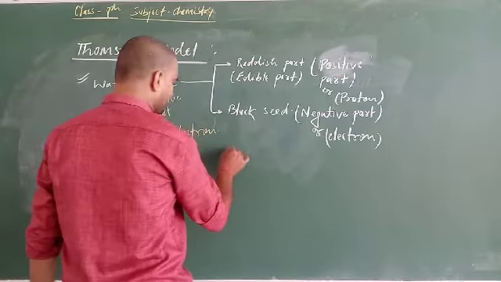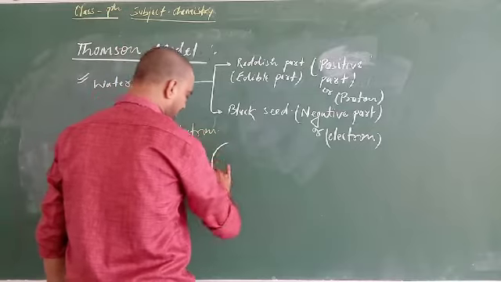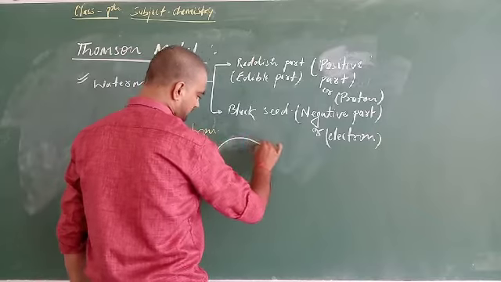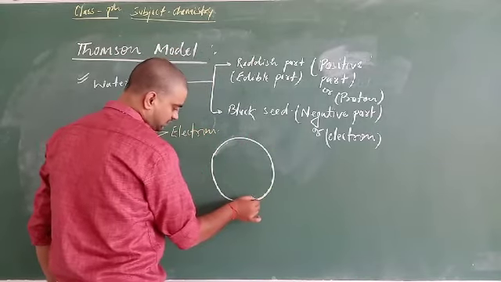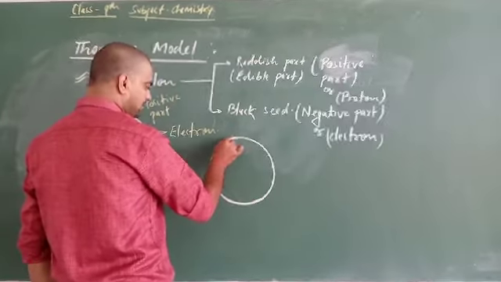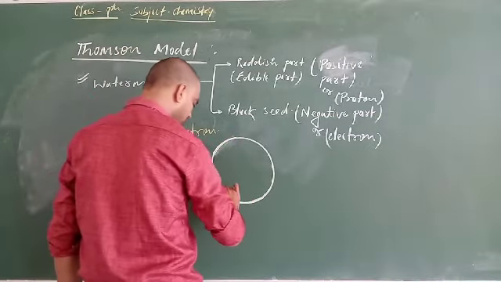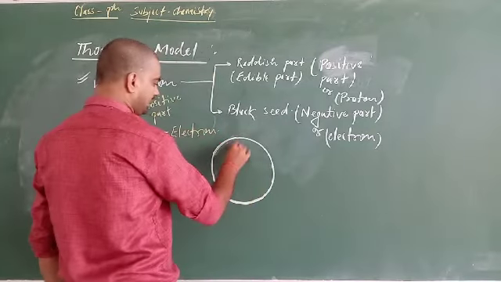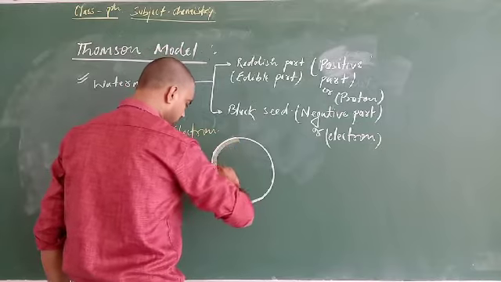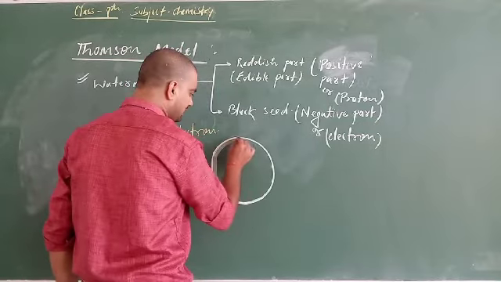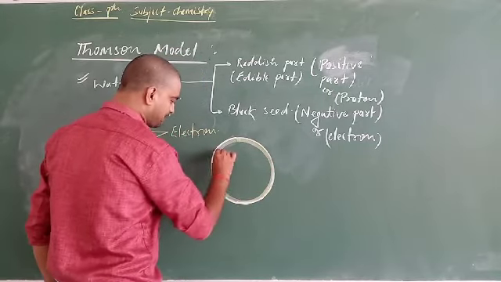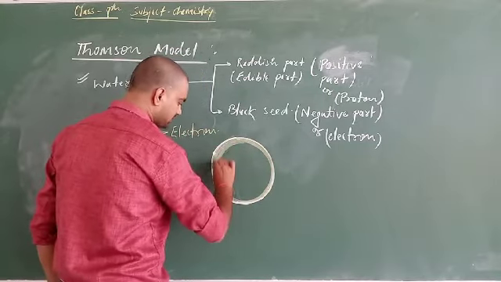Clear? And the second thing is the plum pudding model. He says that in the plum pudding model, or Christmas cake, it is spherical in shape. Clear? And this is the white creamy layer, which behaves as the positive part. This is the white creamy layer of the cake or pudding.